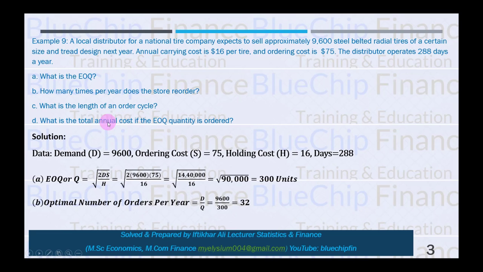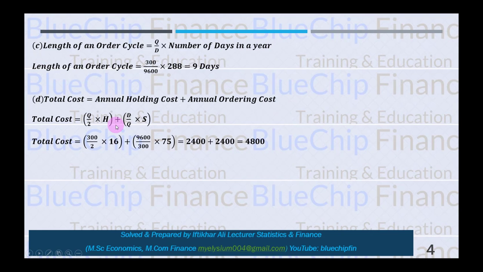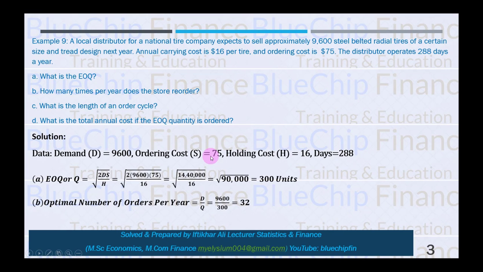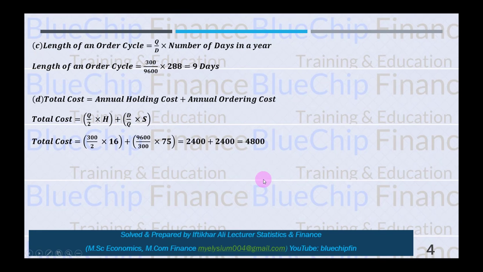And the next one is, what is the total annual cost if the EOQ quantity is ordered? At EOQ level, annual cost is equal to annual holding cost plus annual ordering cost: Q by 2 multiplied by H, plus D by Q multiplied by S. So Q, the economic order quantity, is 300, divided by 2 multiplied by H, which is 16, plus demand 9600 divided by Q, 300, multiplied by S, which is 75. So total cost is 4800.